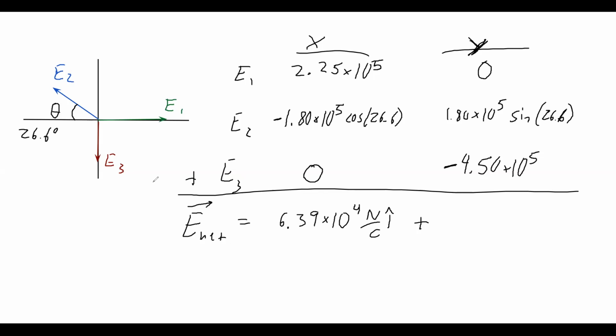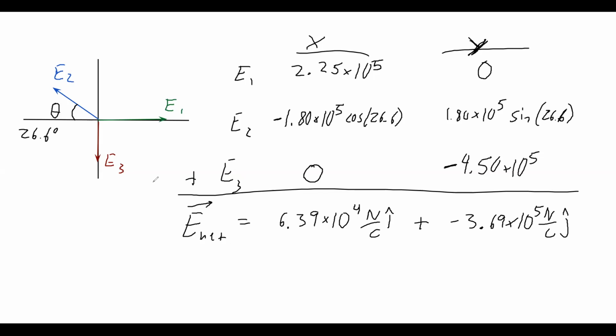So for the y component, 1.80 times 10 to the 5 times sine of my angle minus the 4.50 times 10 to the 5. And I get a negative 3.69 times 10 to the 5 newtons per coulomb, j hat. Okay, so there's that unit vector notation. I put a unit vector notation because I can. And also, we can use that to find the angle and magnitude.